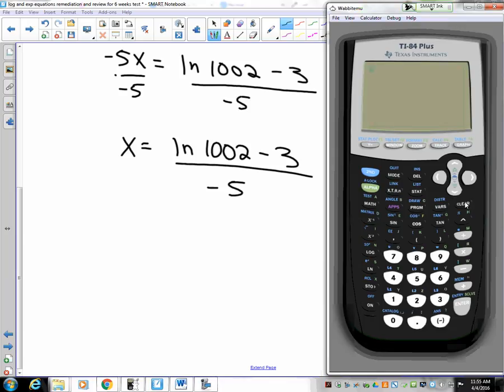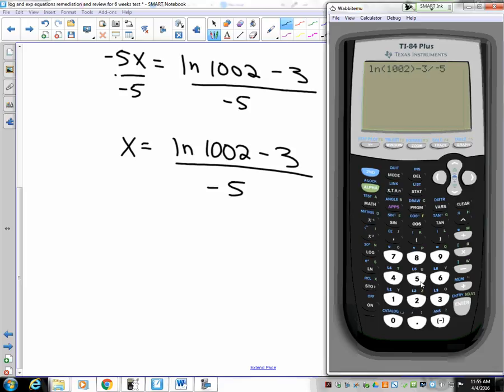So remember when I told you about typing this in, that's really, really helpful? Instead of thinking of dividing by negative 5, you can type it in as a fraction, and that way you don't have to worry about it. Let's just talk about it a minute. I'm going to type it in the hard way first. If I type it in like this, natural log of 1002, now we know we should close that parenthesis, and then minus 3 over negative 5, and this is not going to be right.